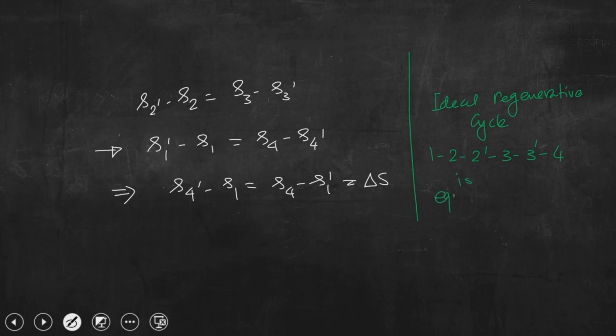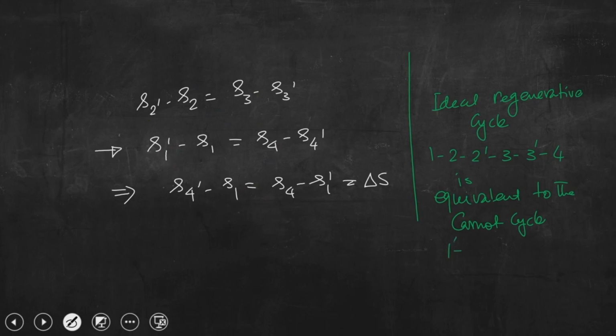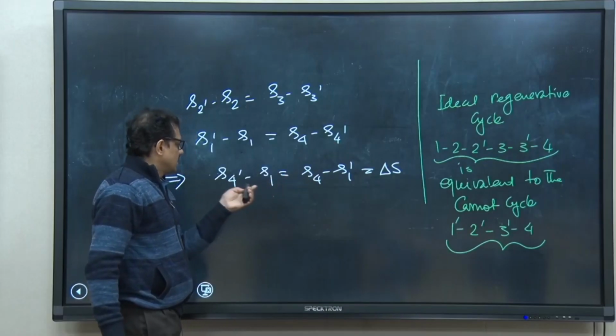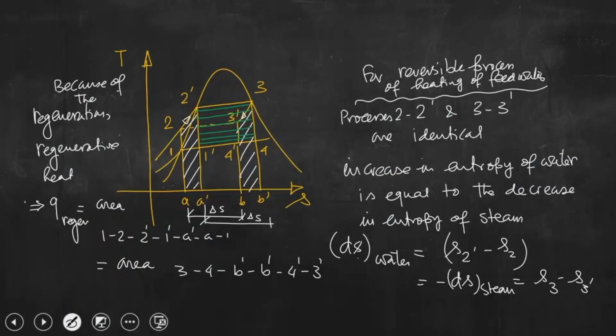Equivalent to the Carnot cycle, which is that 1' 2' 3' and 4. So, this is 1' 2' 3' and 4, right. So, basically why? Because you know this is delta S, S4' minus S1 equal to S4 minus S1'. So, you know, this particular segment is equal to this.